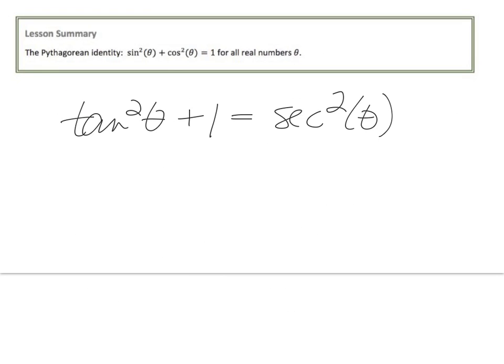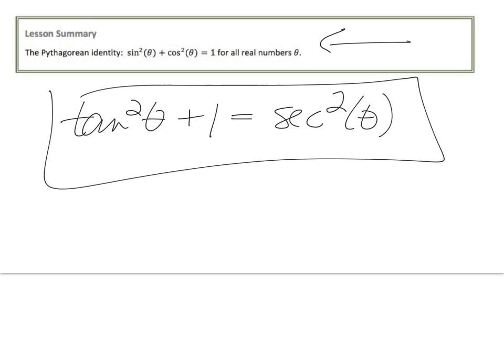Cool. In closing, we have our identity, the one that the book is reminding us of, and the other one that we did. This would be where theta can't be pi over 2 plus k pi for all integers k. Cool? All right, let's do your problem set. Good work today.